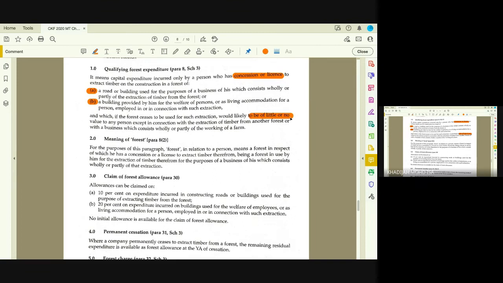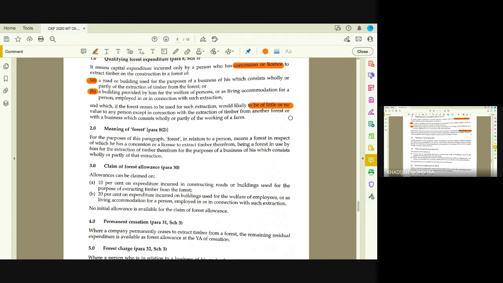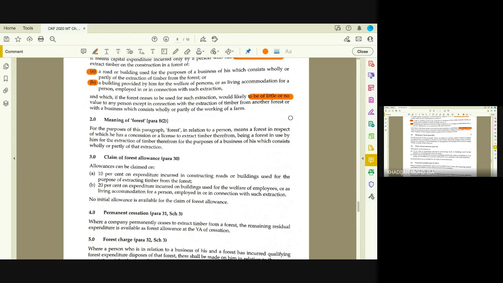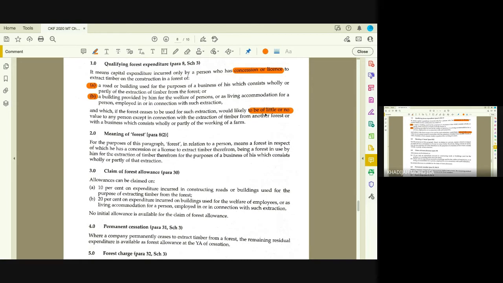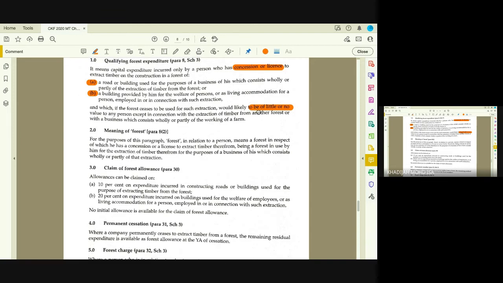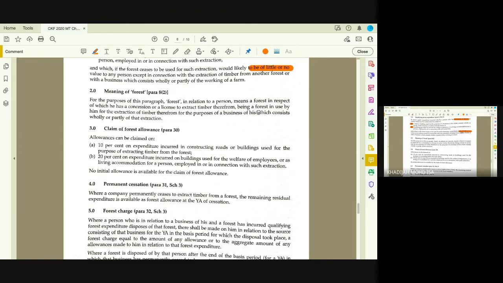So you have the zero value test also, applying to any asset used in connection with the extraction of timber from another forest or with a business consisting wholly or partly of the working of a farm. The zero value test must be conducted to determine whether the expenditure is qualifying or not. Forest here means a forest in respect of which a concession or license to extract timber has been granted, being a forest in use by him for extraction of timber.